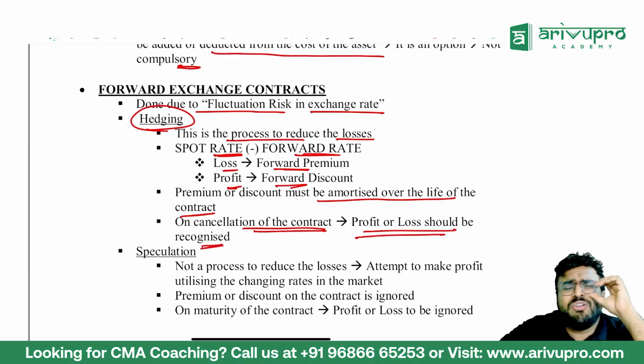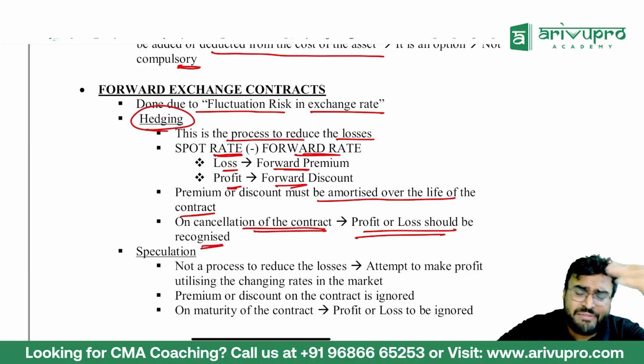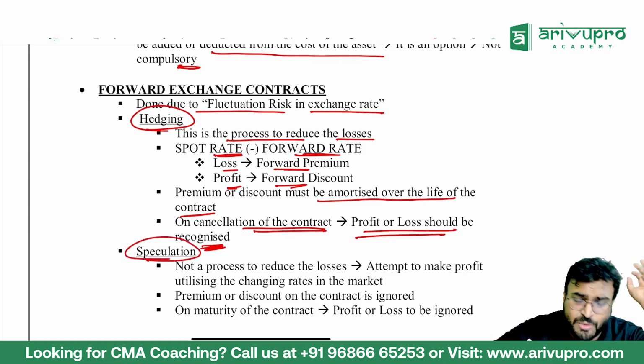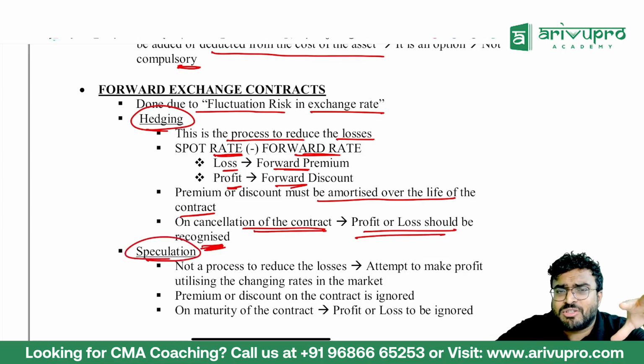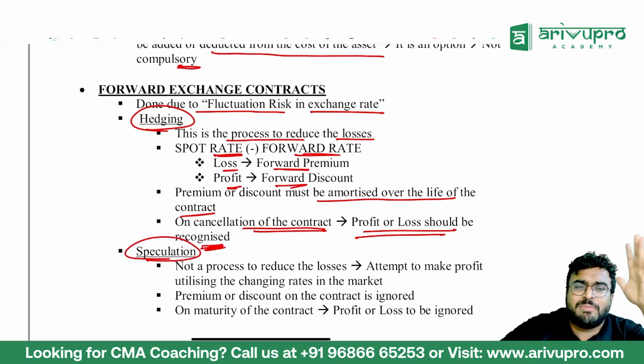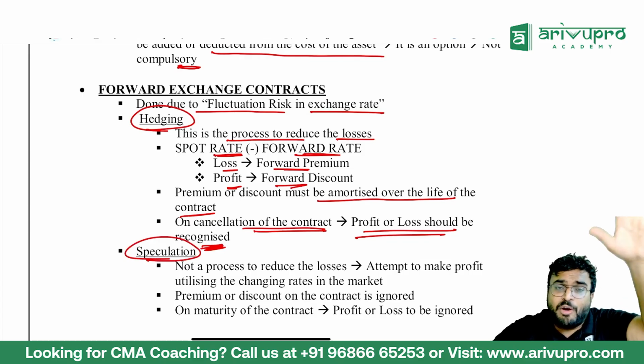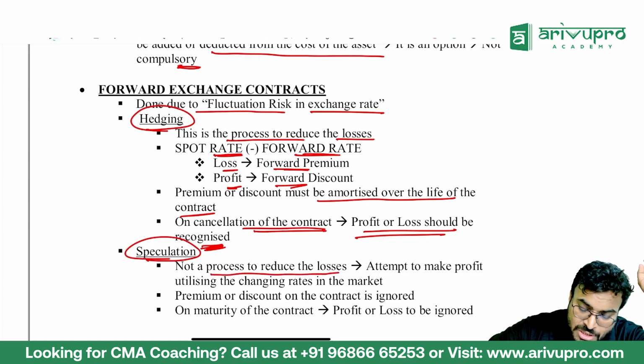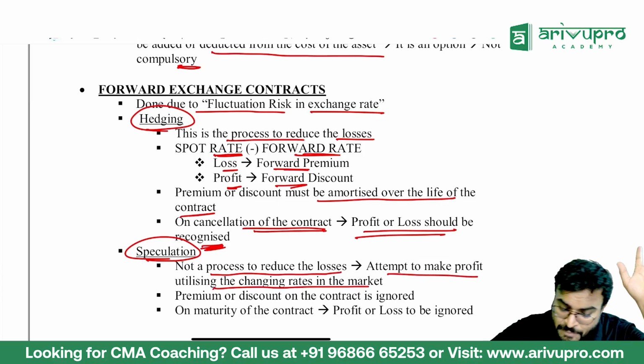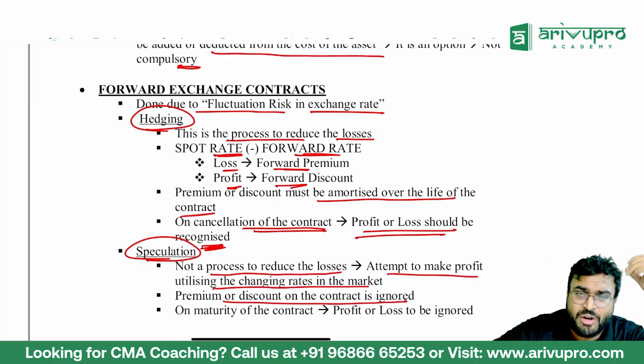Imagine later you felt no need of this contract, and I will go with the market itself. At that time, the loss or profit will be recognized. Speculation means what? I am not trying to protect my risk. I am becoming very smart, thinking I can do that and make profit. It is not a process to reduce the loss, but an attempt to make profit using the change in the rate in the market. Now, premium or discount on the contract is ignored.